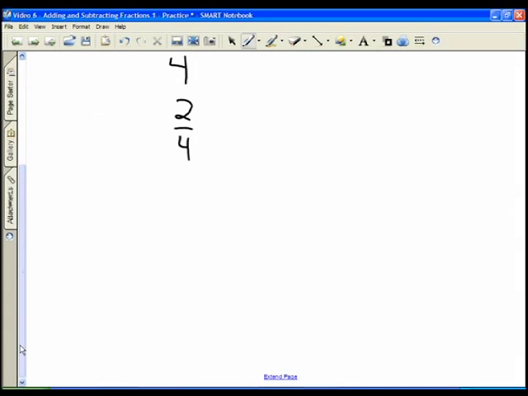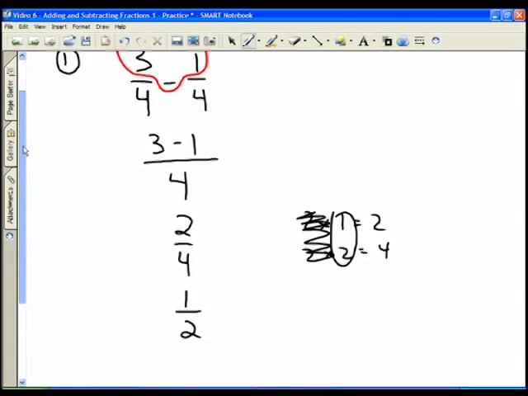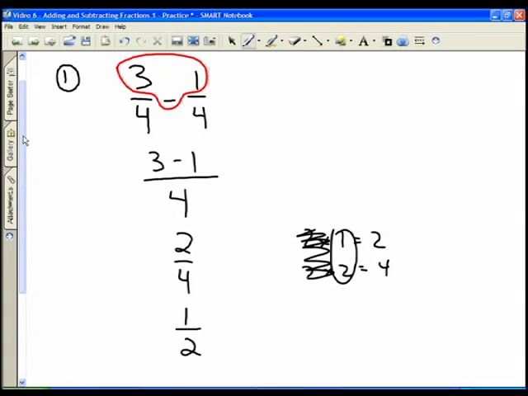And again, from the last video, because 2 times 1 is equal to 2, and 2 times 2 is equal to 4, we see that 2/4 is going to be the same as 1/2. So the answer to the first practice problem here is 2/4, or reduced to 1/2.